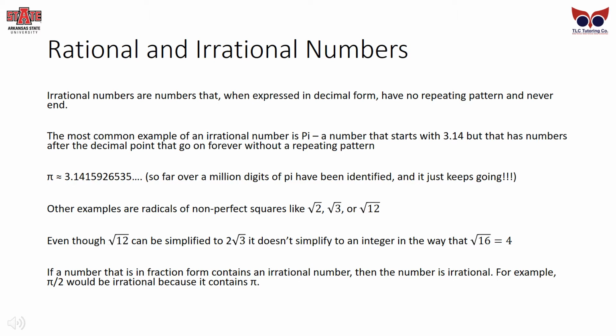Other examples are radicals of non-perfect squares, like the square root of 2, the square root of 3, or the square root of 12. Even though the square root of 12 can be simplified to 2 times the square root of 3, it doesn't simplify to an integer in the way that the square root of 16 simplifies to 4. If a number that is in a fractional form contains an irrational number, then the number is irrational. For example, pi over 2 would be irrational because it contains pi.